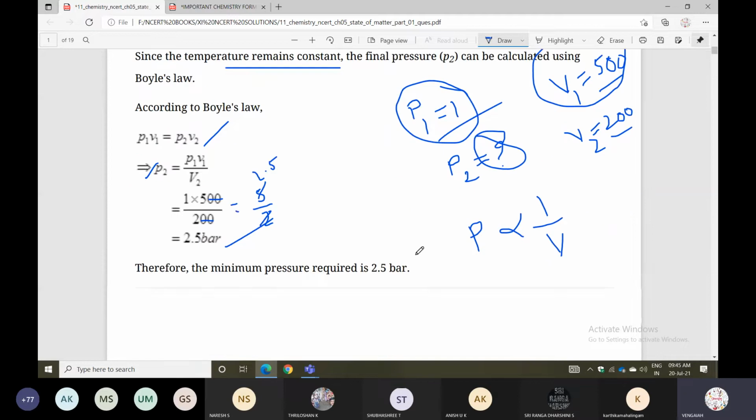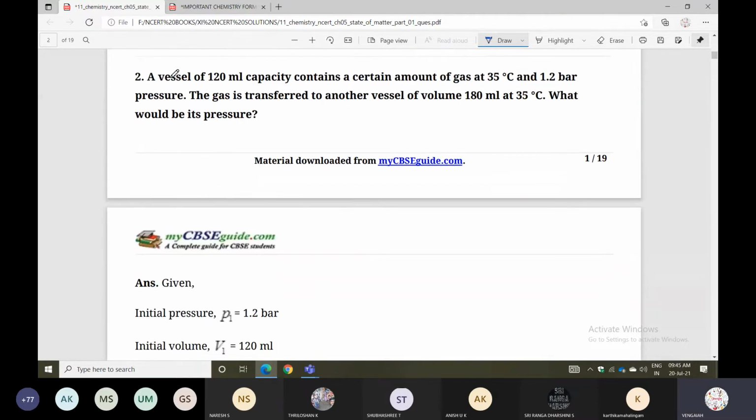Okay, second question. A vessel of 120 ml capacity contains a certain amount of gas at 35 degrees centigrade and 1.2 bar pressure. The gas is transferred to another vessel of volume 180 ml at 35 degrees centigrade. What would be its pressure? You can identify.